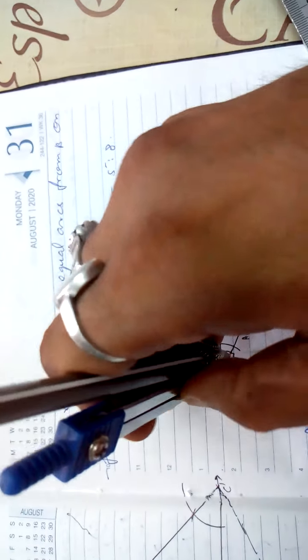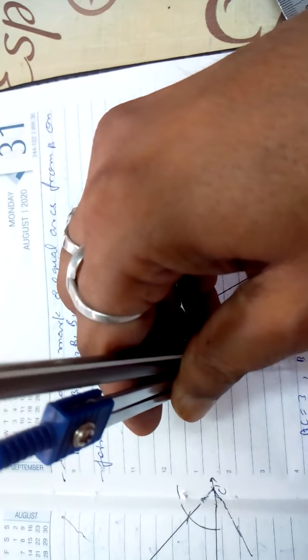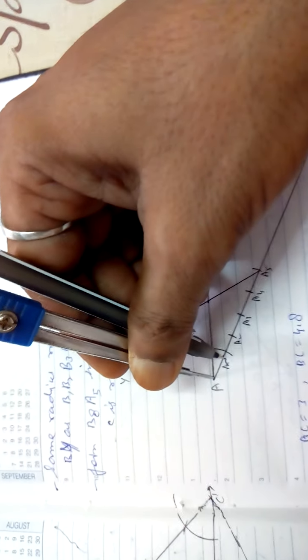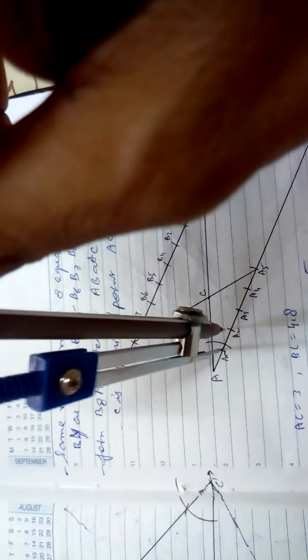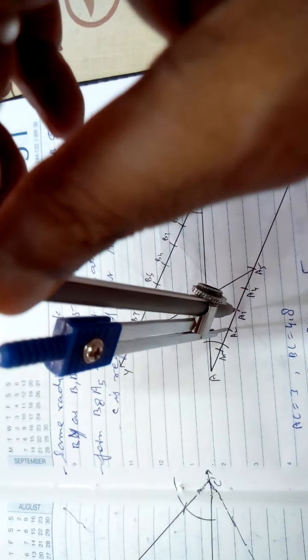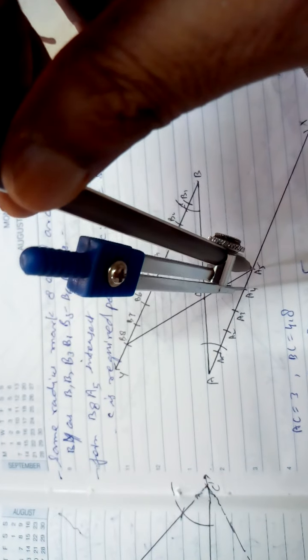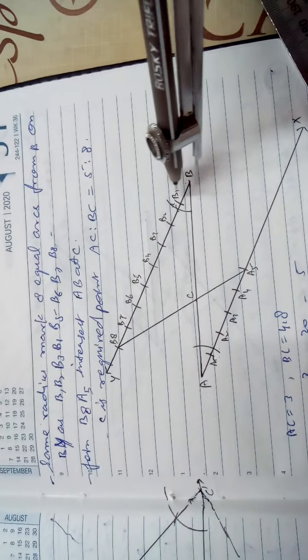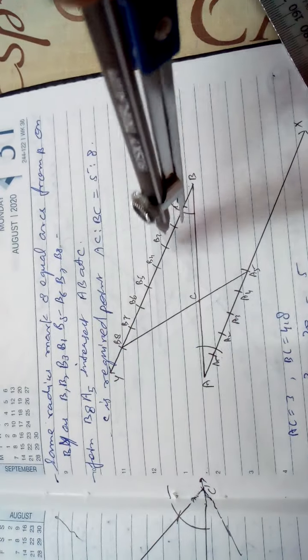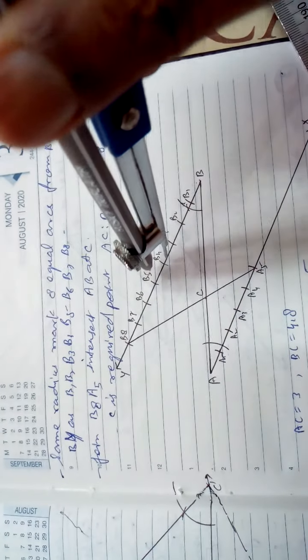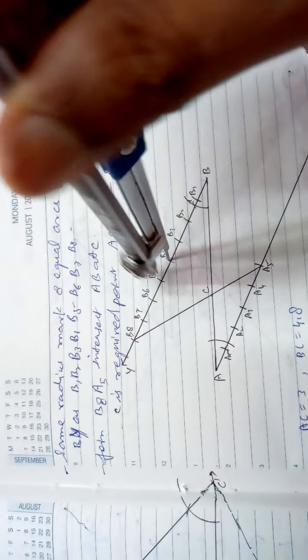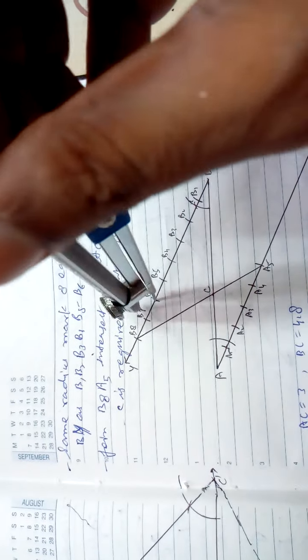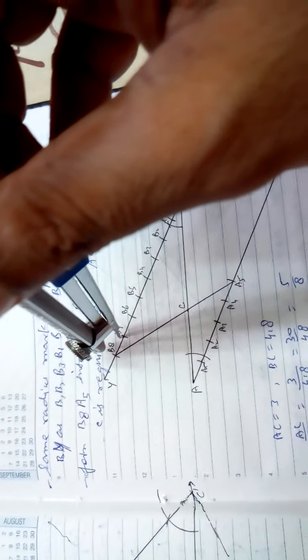Don't take a big radius because there are many parts. So I am taking a small radius like this. Then from here cut 1. Again from A2, again from A3, again from A5. Same radius here also. B1, B2, B3, B4, B5, B6, B7, B8. 8 equal parts. Join last by last.